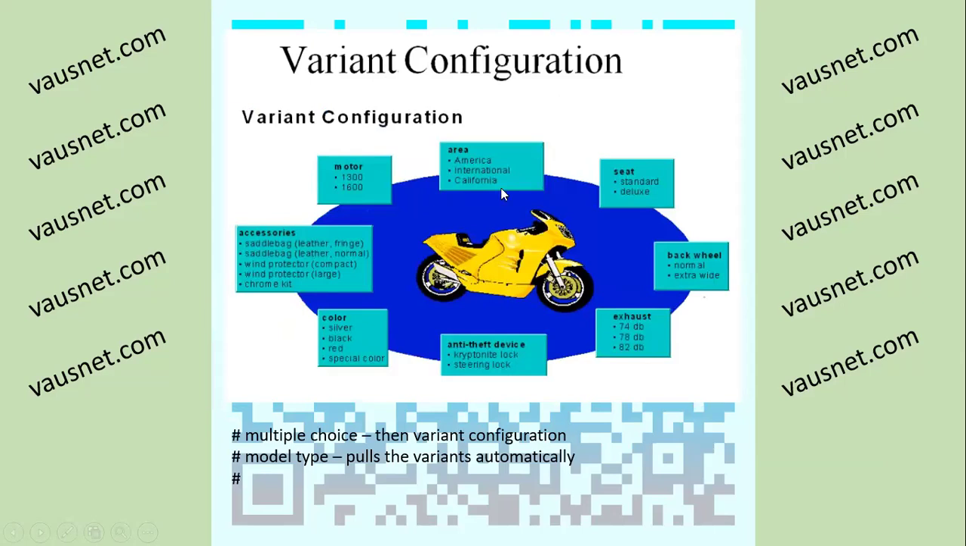Now, variant configuration is like this: you want a speed motorbike, okay, a sports motorbike. And in that, when you actually go for buying this motorbike, the sales rep will actually ask you what area do you want your sports motorbike to be operated and to run.